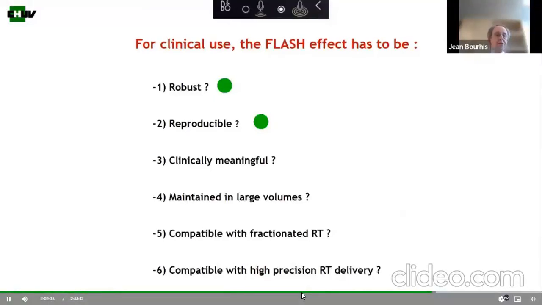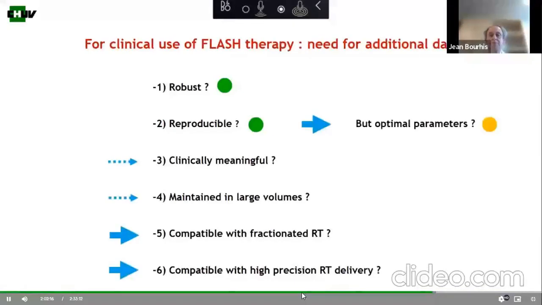So now, if we just try to summarize, for clinical use, the flash effect has to be robust and reproducible. This is probably the case. Now, for the other question, it's more question marks that we have at the moment rather than answers. And among the most important aspects that we need to understand for clinical translation is what about the optimal parameters? And especially do these parameters work in large volumes?